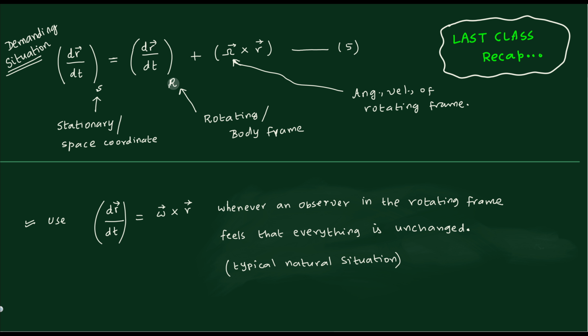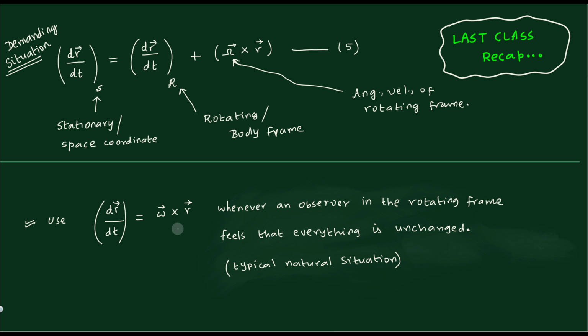That expression he will give, whatever the number is. Then the fellow in the stationary frame will write that this is equal to capital omega cross R plus the green fellow's answer. You got it? That is the meaning of that. So if the fellow sitting in the green frame says that there is no change for me, 0 is my answer, then it is 0 plus that. Is that point clear?